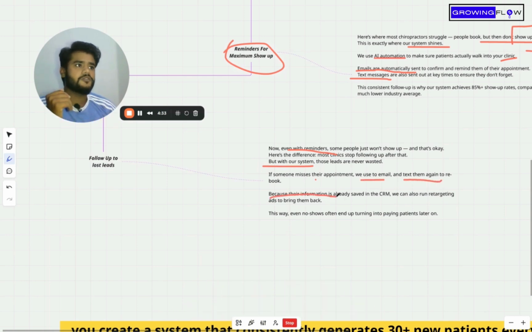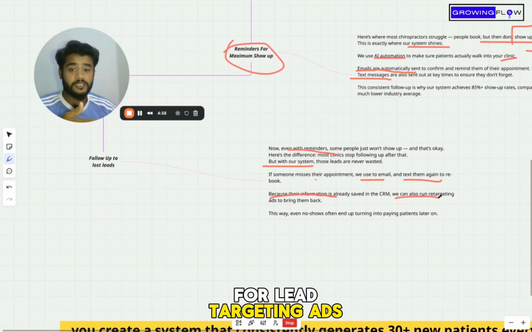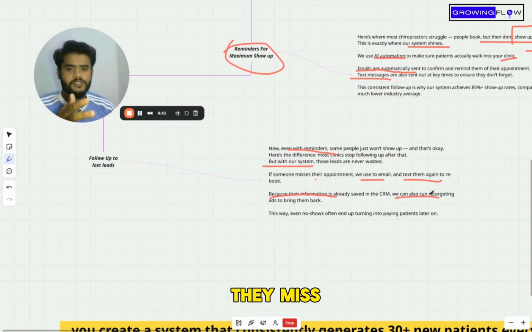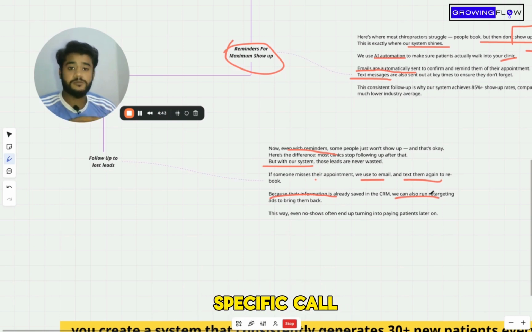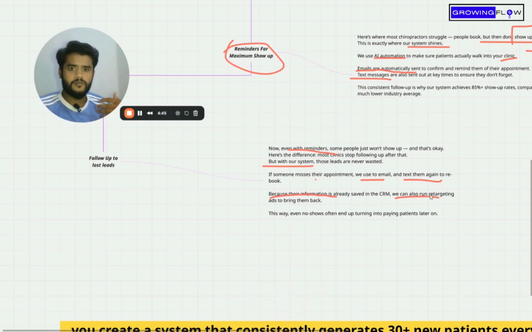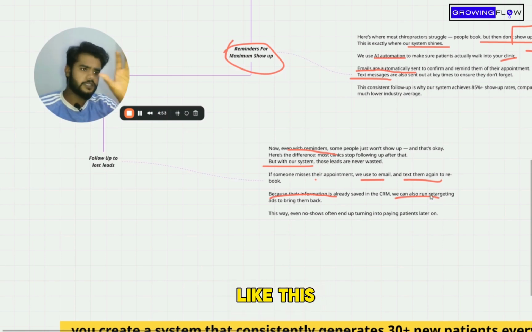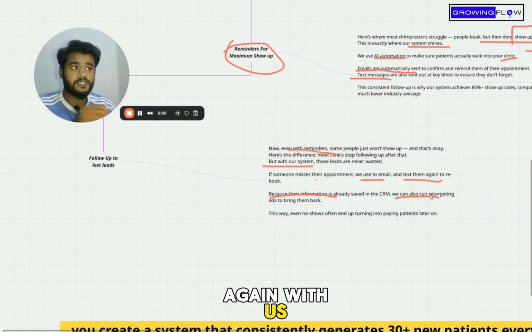Because the information is already saved in our CRM, we can also use it for retargeting ads. If they miss their appointment, we make a specific ad for those who did not show up to our clinic. So we make an alert, "Hey, you couldn't show up," and we create a creative and retarget them again to make sure they book an appointment with us.